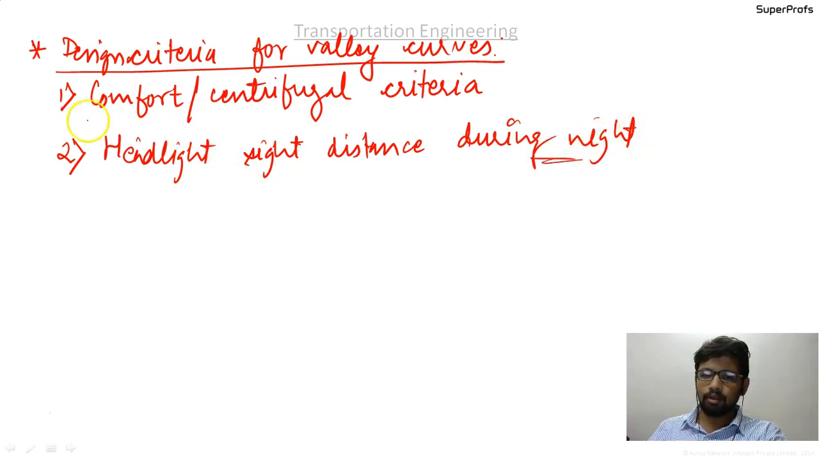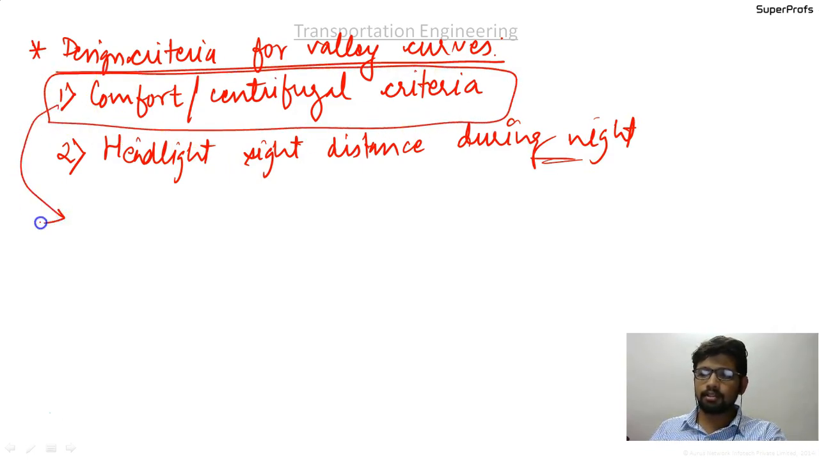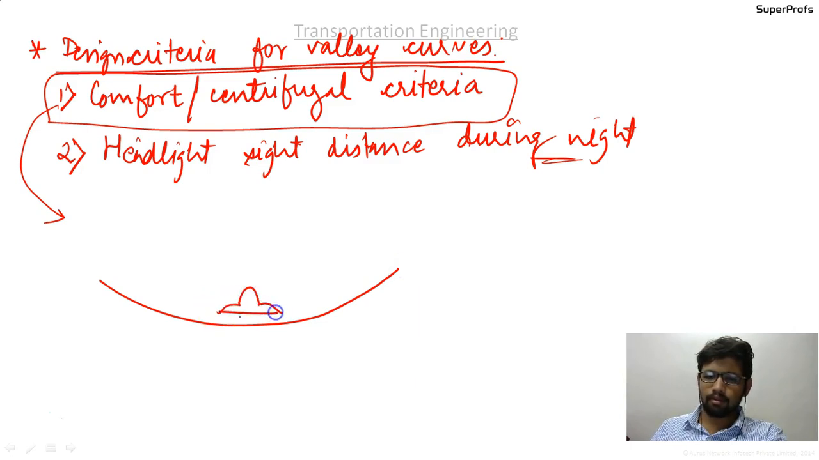So we will now discuss the first criteria, that is the comfort, the centrifugal criteria. What happens on the valley curves is the vehicle is moving in this way. So centrifugal force is acting in this direction as well as the weight is acting in this direction, which is a problem. So we need to ensure that the centrifugal force is introduced gradually, because centrifugal force adds to the weight, which leads to increased weight and hence discomfort.